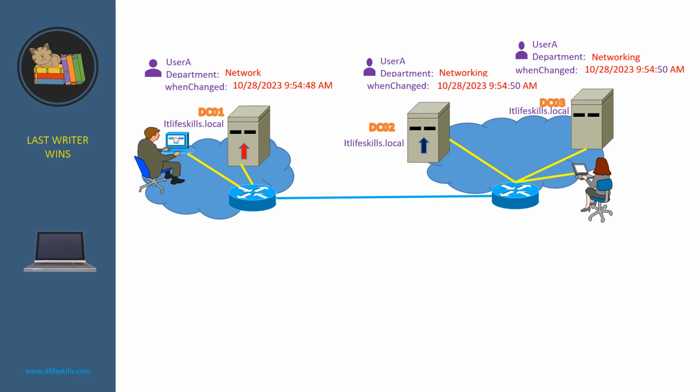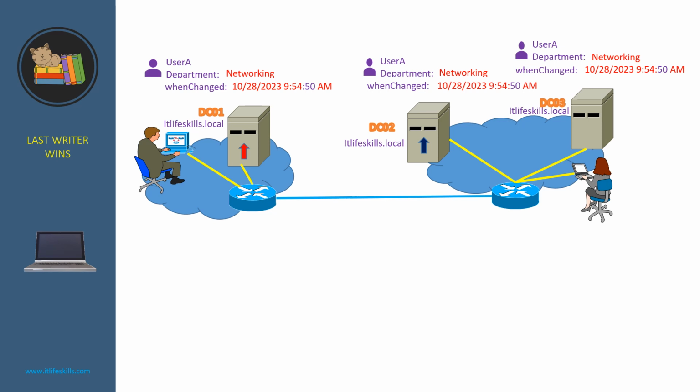Next, the change on DC1 is replicated to DC2, and DC2 checks the timestamp of the change and finds it is older, so it discards the change. Now the change on DC2 is replicated to DC1. DC1 checks the timestamp of the change and finds it is newer, so it updates the department of user A to networking and also updates to the same timestamp.